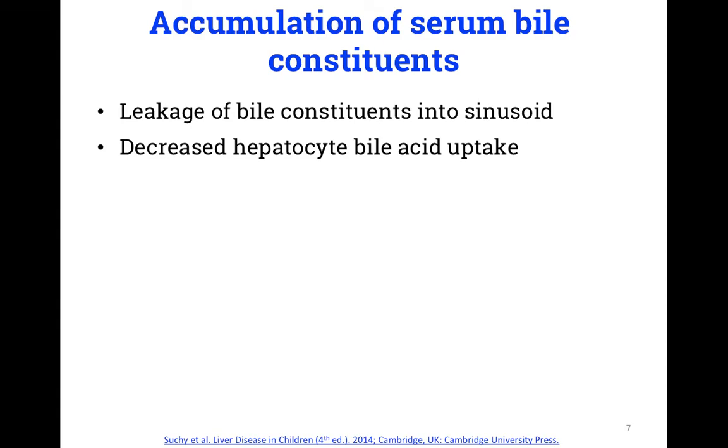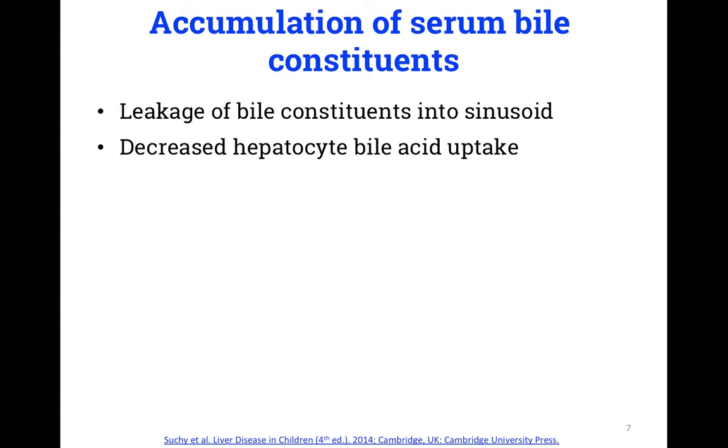So the second consequence of cholestasis is that now you not only have the buildup of these bile constituents within the liver itself, but these constituents then leak into the sinusoidal spaces and then thus into the systemic circulation, and with increased amounts in the blood, this can lead to other problems elsewhere, or extrahepatic consequences.